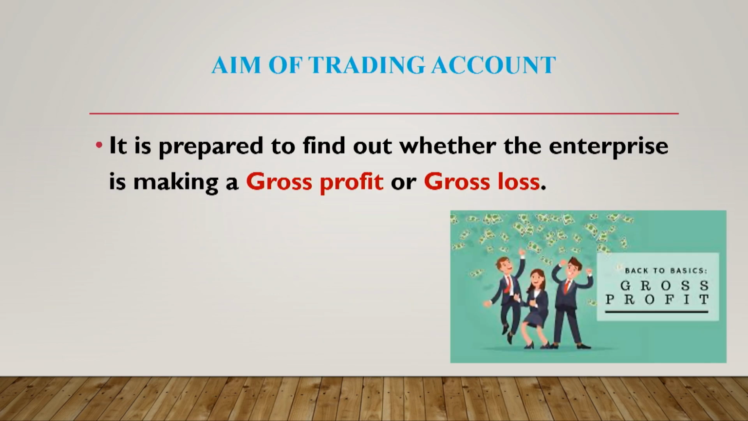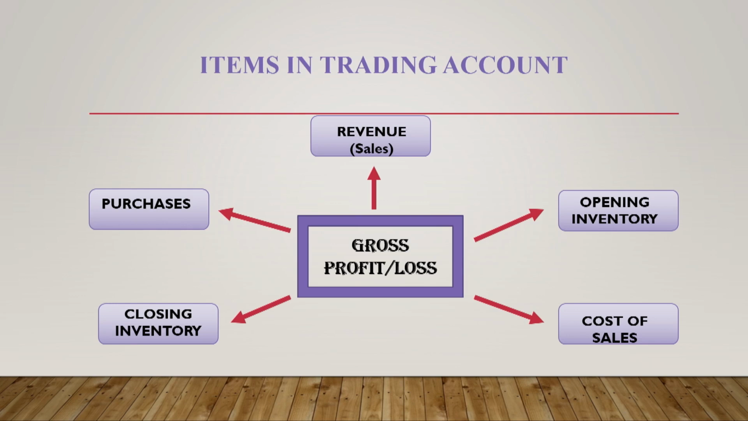The aim of the trading account. The aim of the trading account is to find out whether an enterprise is making gross profit or gross loss. Items in trading account. The trading account consists of revenue, opening inventory, cost of sales, closing inventory, purchases, and these are used to calculate the gross profit or gross loss of the business.